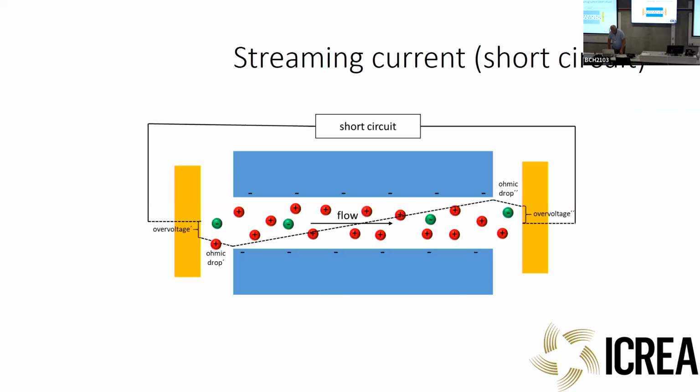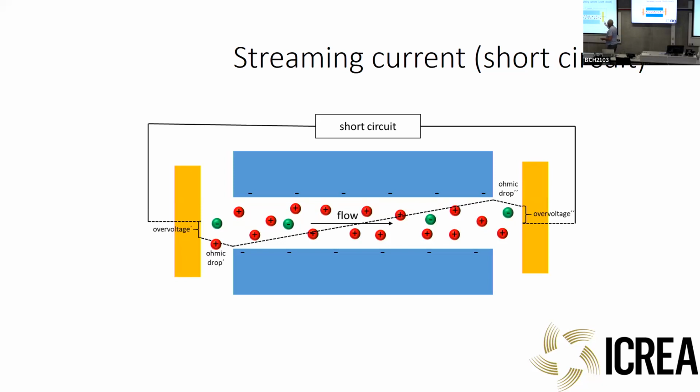Okay, so now to streaming current. As I mentioned, you have these negative charges on the surface. I'm not sure you can see them, these small minuses. They are somehow chemically bound to the surface, so they cannot move. And you have those pluses which are in the solution. They are in thermal movements. They are called counterions.